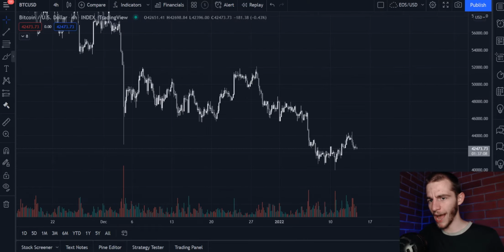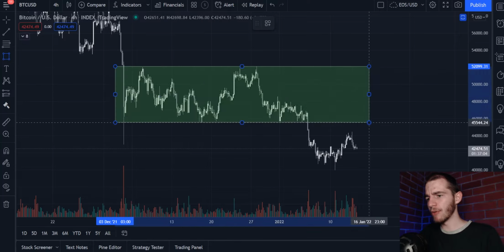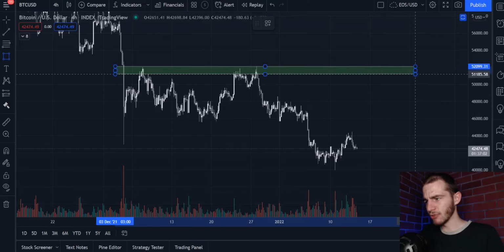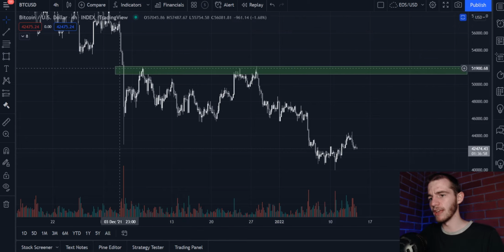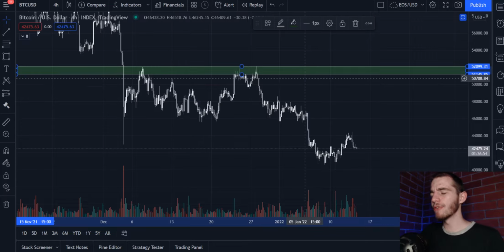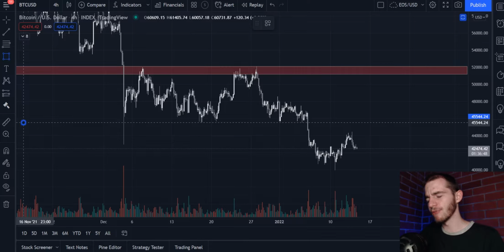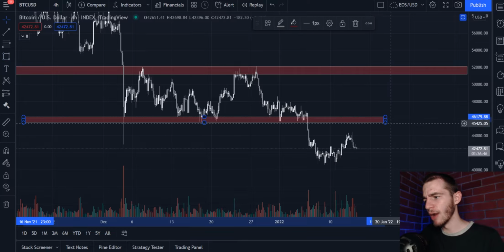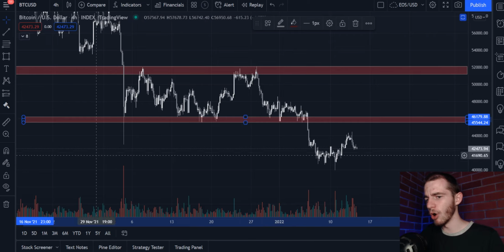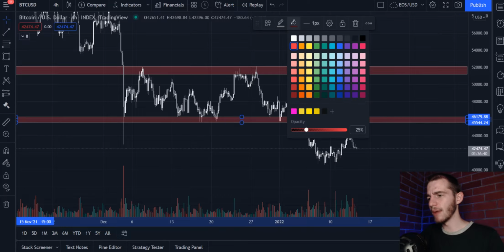First and foremost, what we had here on Bitcoin was a resistance block at around 52k, coming down to around the 51k region. And that was the top of the range that we were seeing on Bitcoin for an extended period of time, from early December all the way through to early January. So about a month we had that range. We'll make that red. And the bottom of the box here was at around 45.5k to around 46k. And that was the bottom of the range. So we had a pretty clear range here on Bitcoin, and we'll make that green.